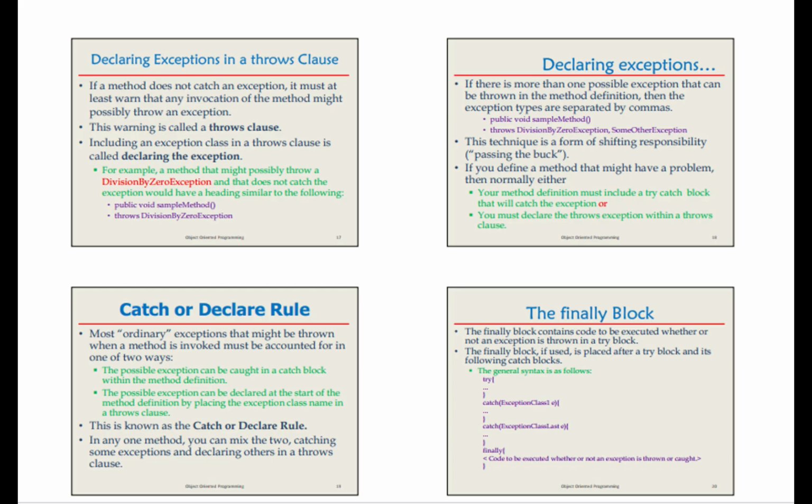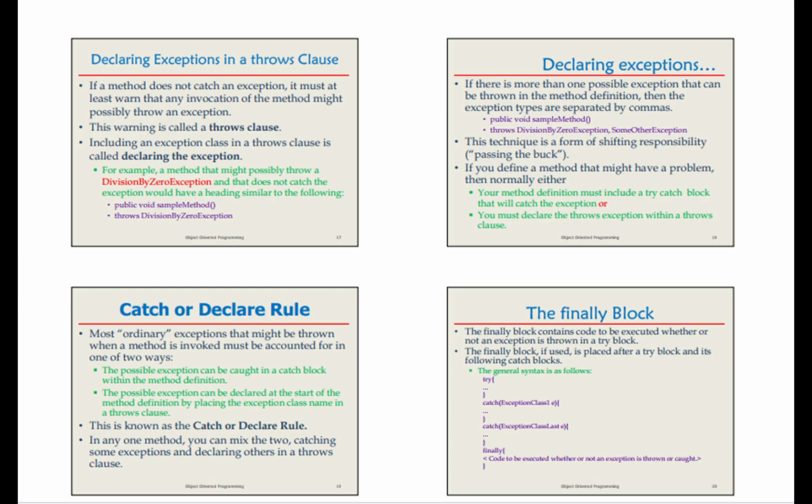Most ordinary exceptions that might be thrown when a method is invoked must be accounted for in one of two ways. The possible exception can be caught in a catch block within the method definition. Or the possible exception can be declared at the start of the method definition by placing the exception class name in a throws clause. This is known as the catch or declare rule. In any one method, you can mix the two, catching some exceptions and declaring others in a throws clause.